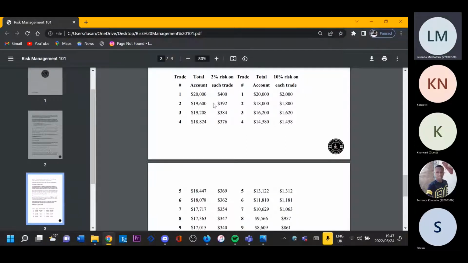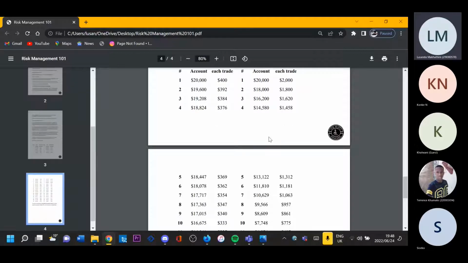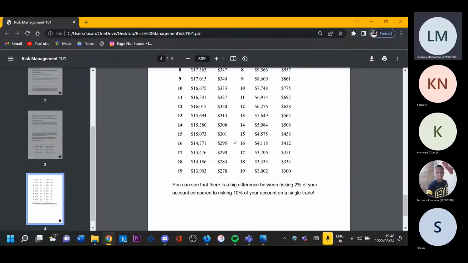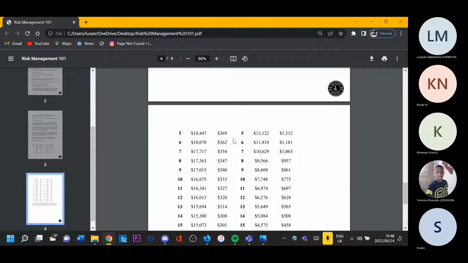After that, this person is dropping down to $19,600. This person's at $18,000. Already, this person has a significant loss compared to this person. And then 2% of that is $392. As you can see, this person is going through the account fast. And by the time you hit trade 19, this one is still on $13,000. This one's on $3,000. So let's say out of 19 trades, you lose all of those trades.